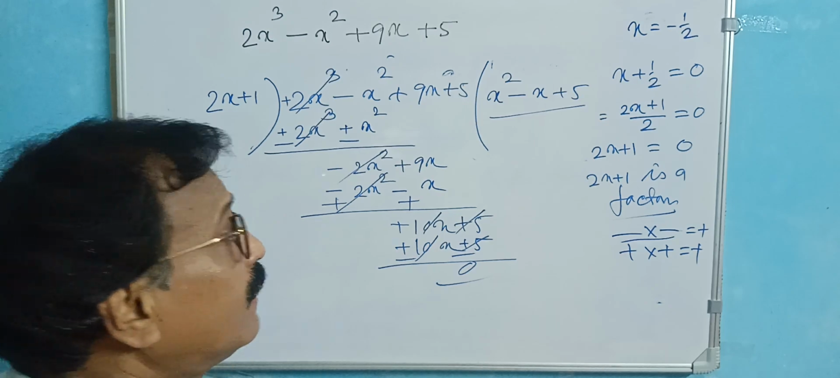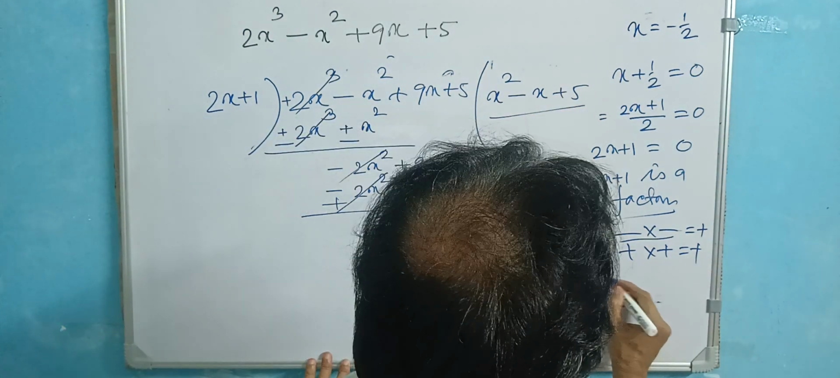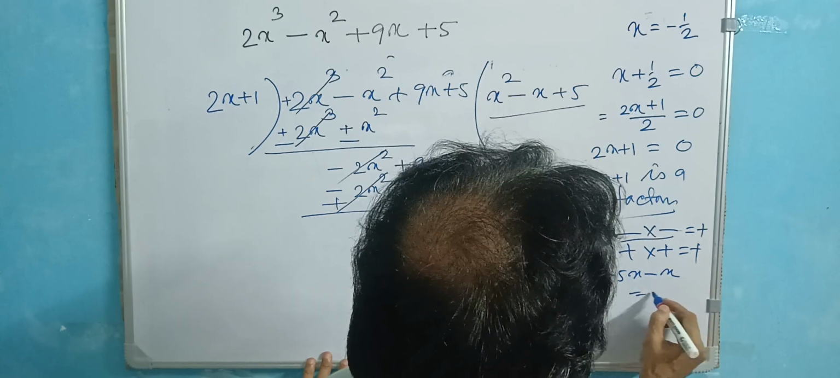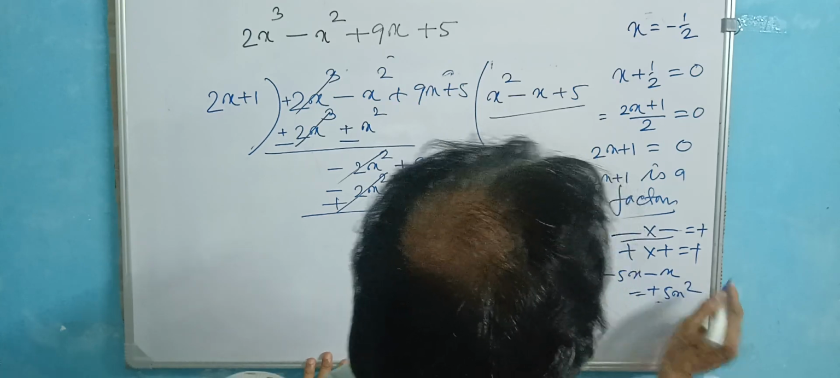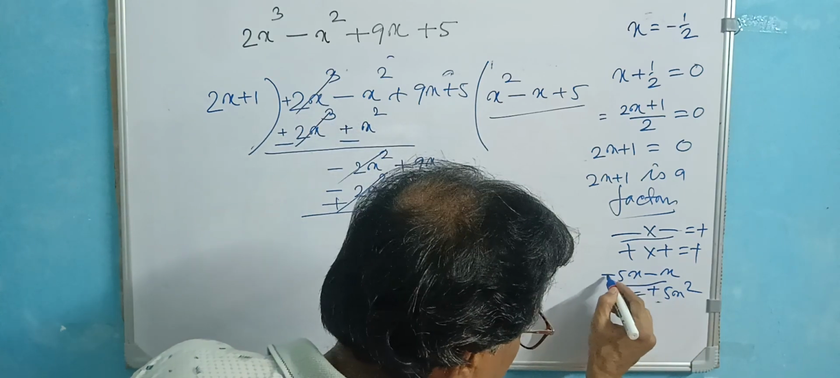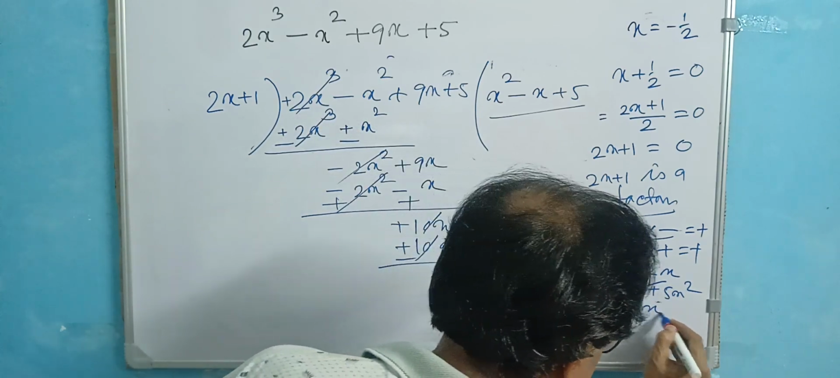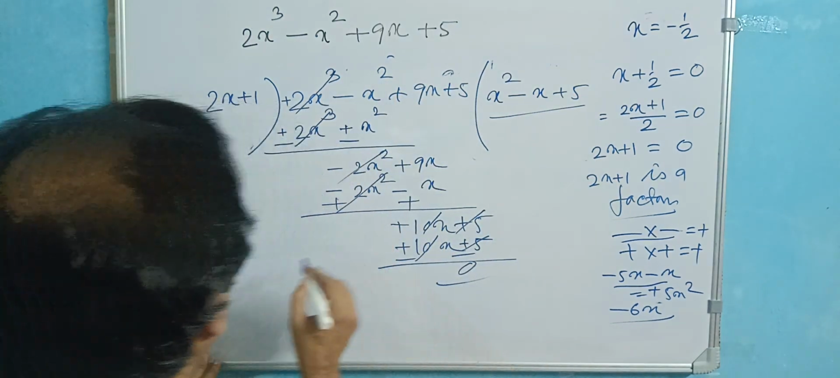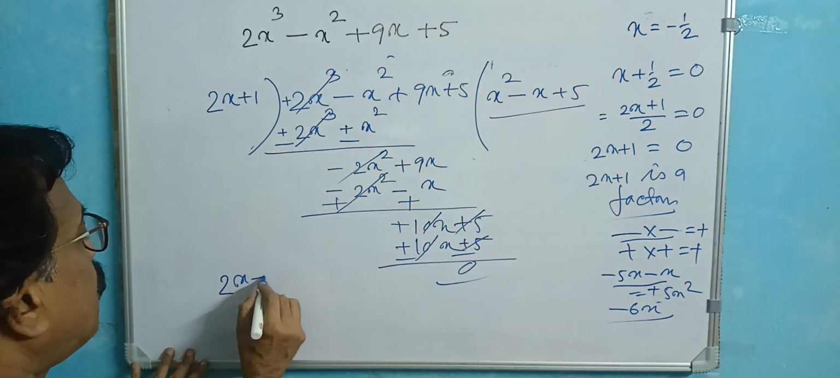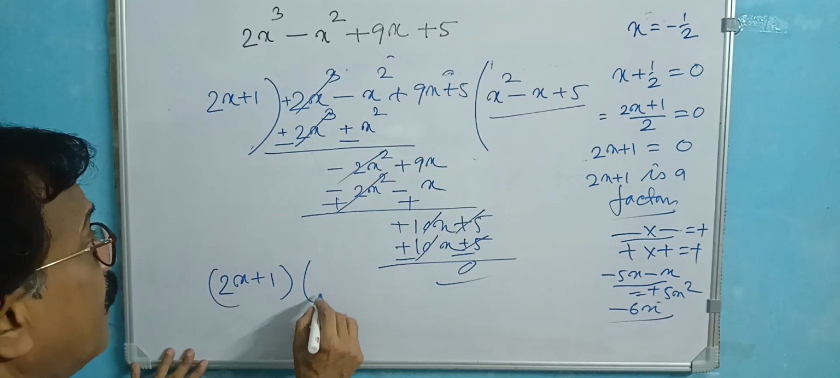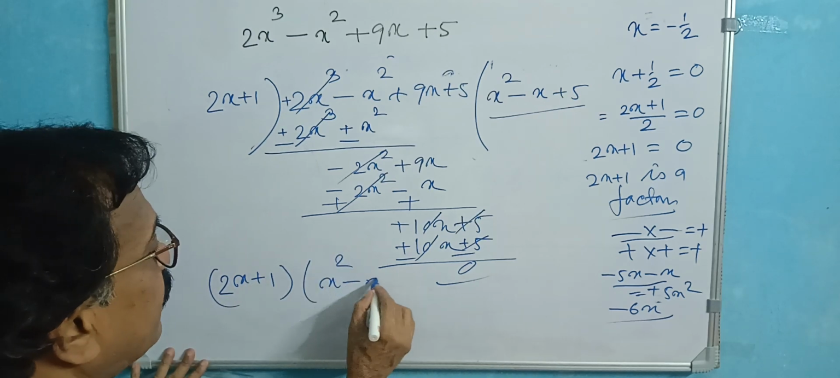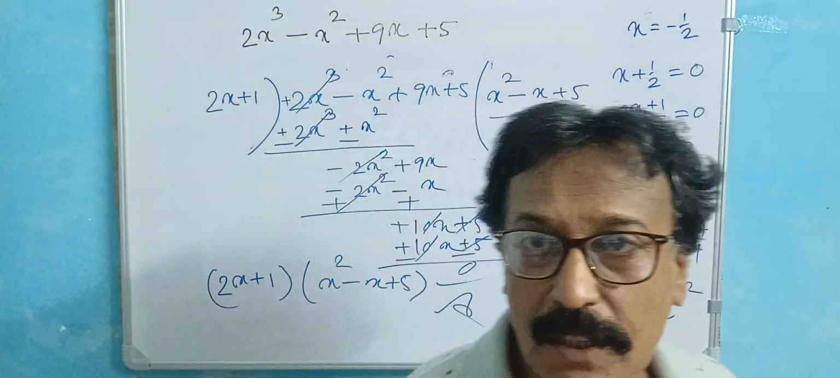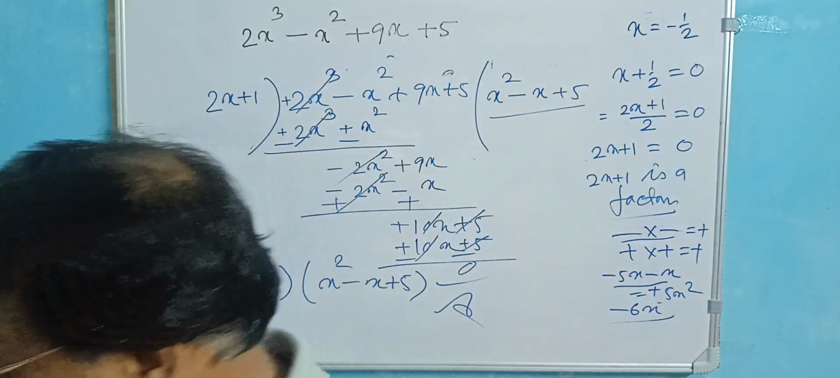Both are minus. If you add, suppose this is minus 5x minus x. Okay, minus minus plus 5x square. This is okay, but minus 5x minus x, ultimately minus 6x. It's x only. So it cannot be possible. So the ultimate answer is 2x plus 1, one factor, another is x square minus x plus 5. This is the other answer. Okay, so in this way, you solve the sum. Clear?